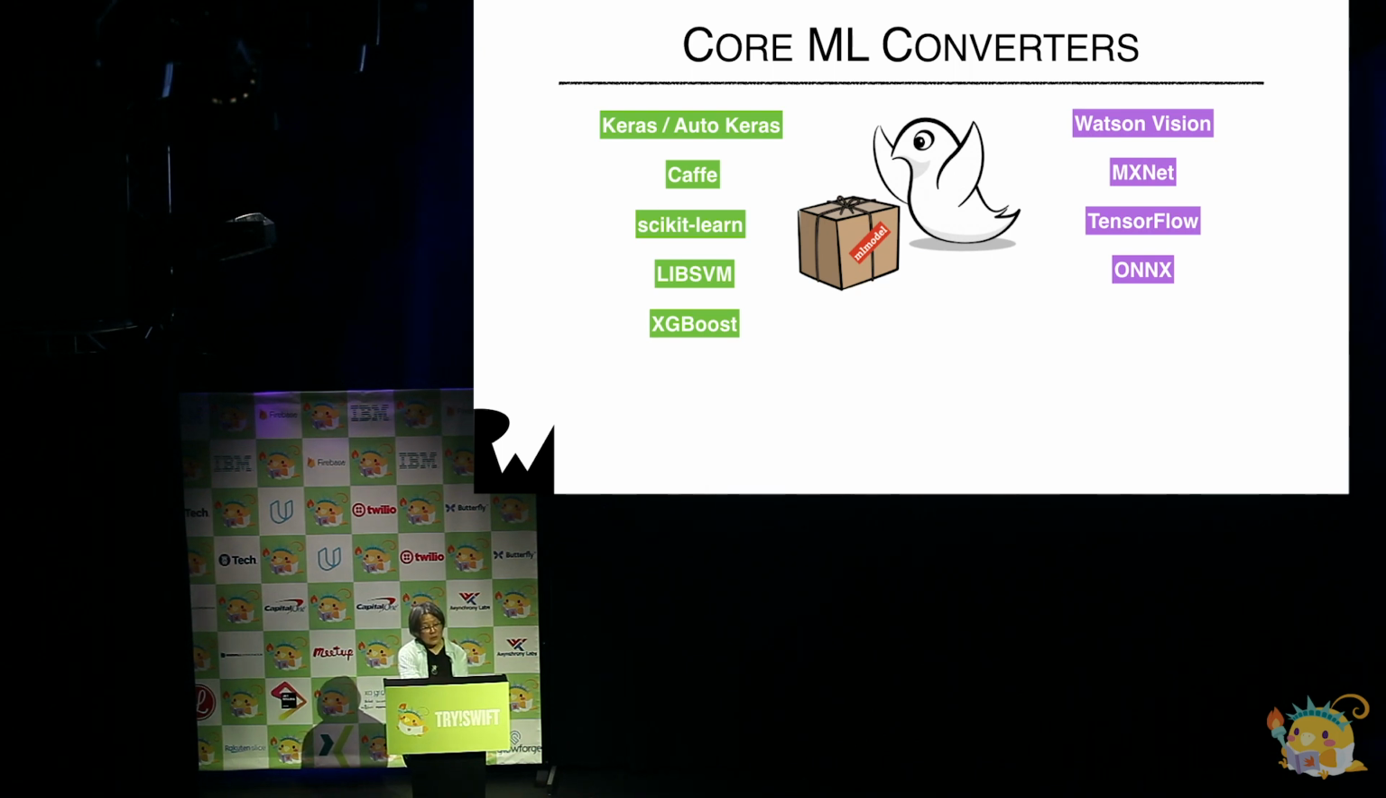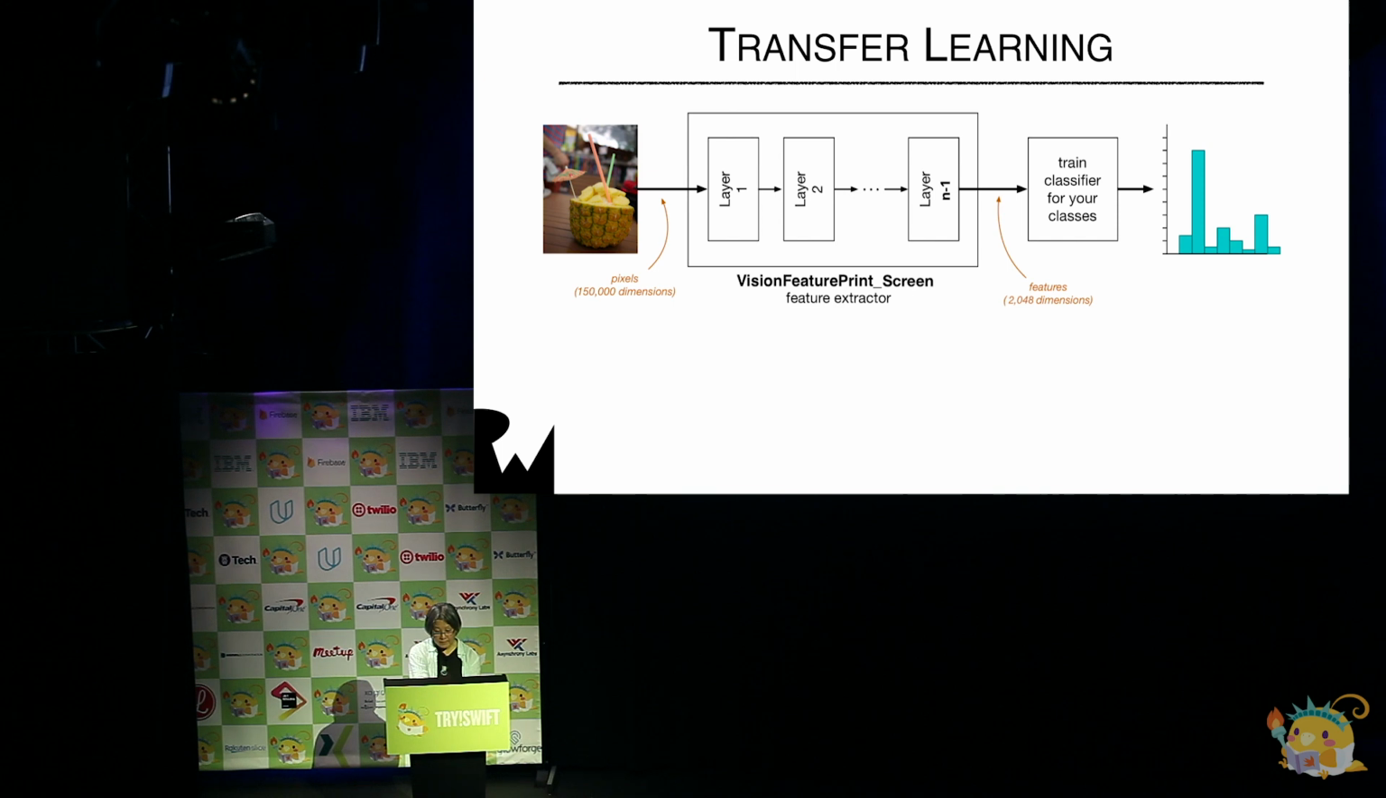If you can find a model that was created by one of the green tools, you can convert it with CoreML tools. And the purple tools have their own CoreML converters. CreateML and Turi Create make it easy for you to create customized models for the most common tasks. I'll show you them a bit later.